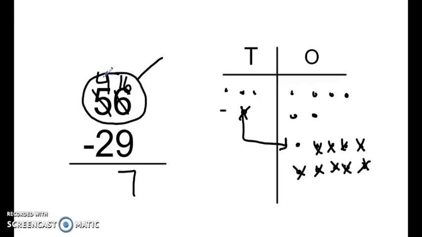Now I subtract from my tens. So here I have 4 tens, and I'm taking away 2 tens. So I cross out 2 tens, and I have 2 tens left. 4 minus 2 is 2.